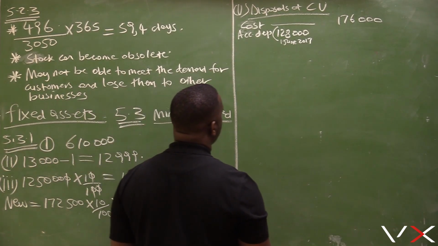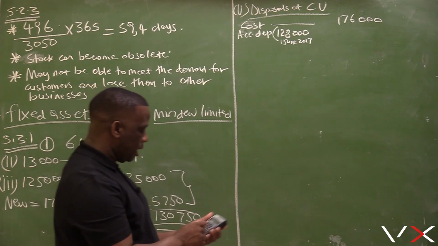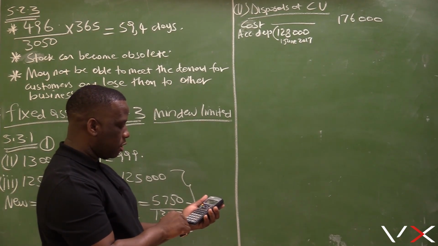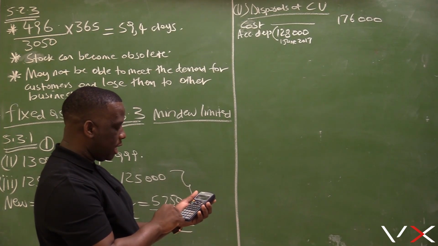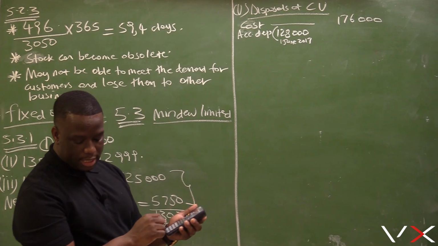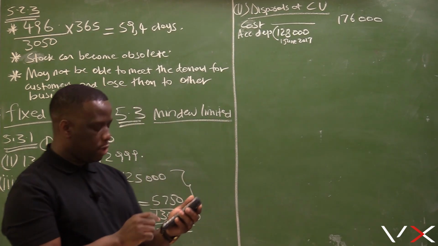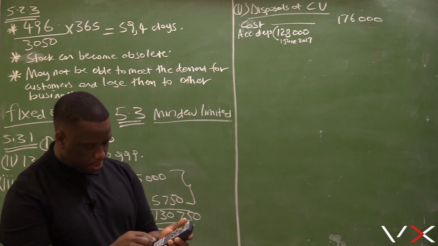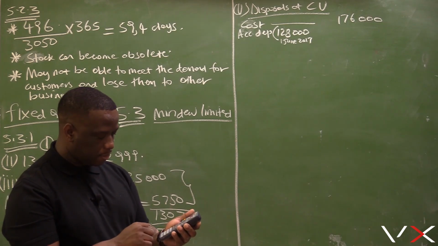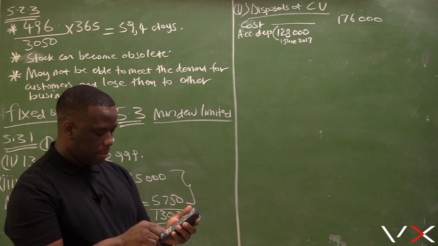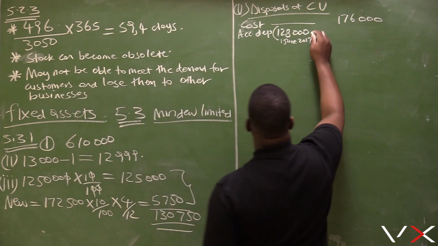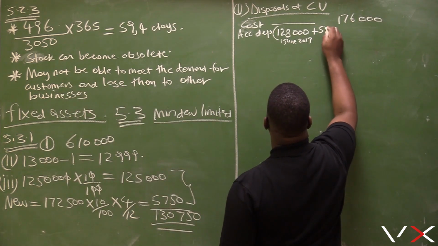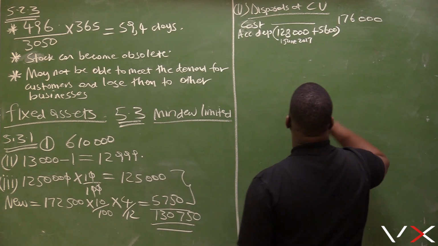Depreciation for 7 months: 176,000 cost price minus accumulated depreciation of 128,000, because we are using the carrying value method, equals 48,000, multiplied by 20% multiplied by 7/12. That's 5,600. Depreciation for 7 months is 5,600.